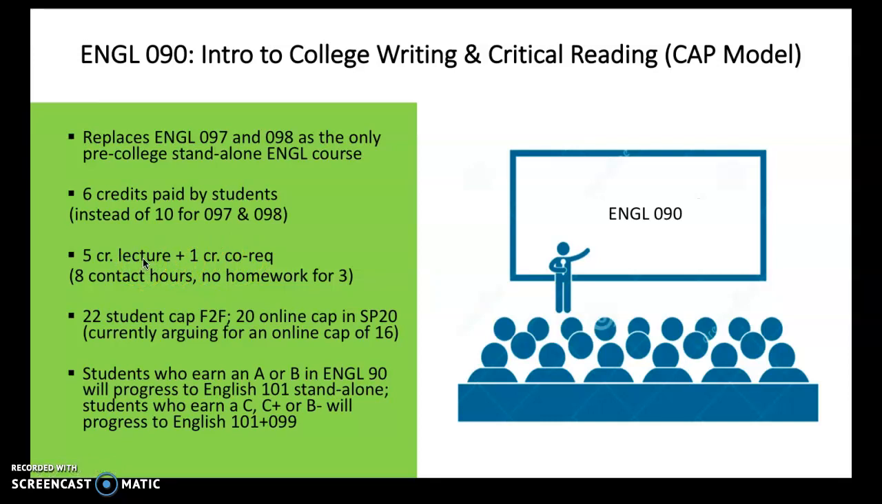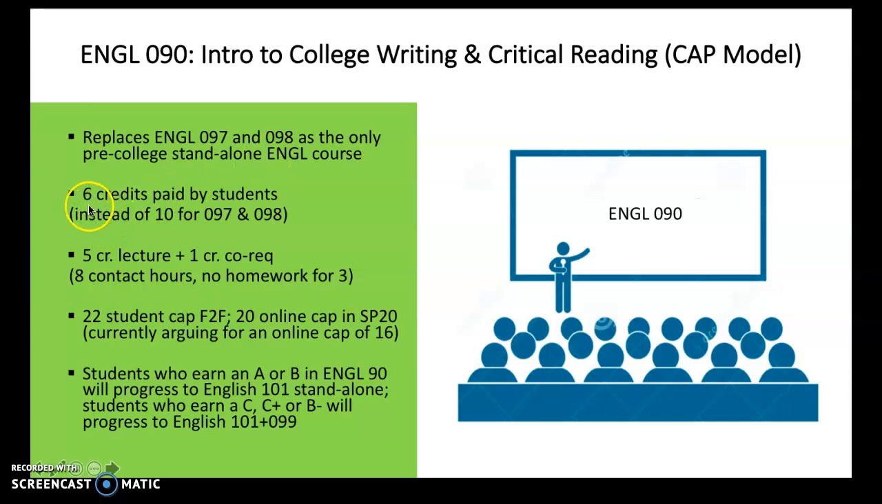It's also helpful to know that English 90 has replaced English 97 and 98 as the only pre-college standalone English class. Most students who take English 90 would have placed into English 97, or some of them might have prerequisite scores that would have placed them into 98, but maybe they were at the lower level of the scores and would have really struggled in 98.